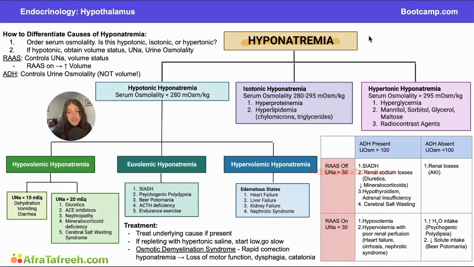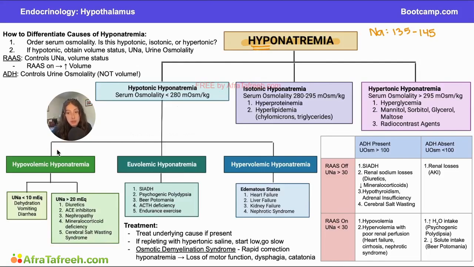Now, before we dive into all the different causes of hyponatremia, what is hyponatremia? Well, a general rule of thumb is that our sodium should be between 135 to 145, but if we have a sodium less than 135, that is what we term hyponatremia because we have too little sodium in our blood, and that is where the hypo in hyponatremia comes from.